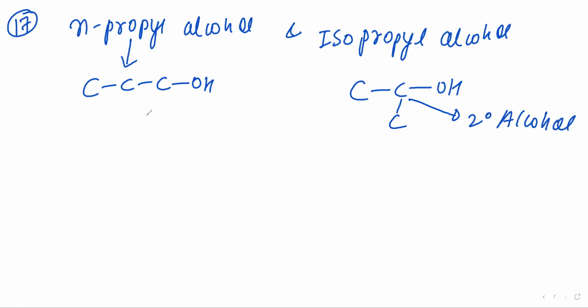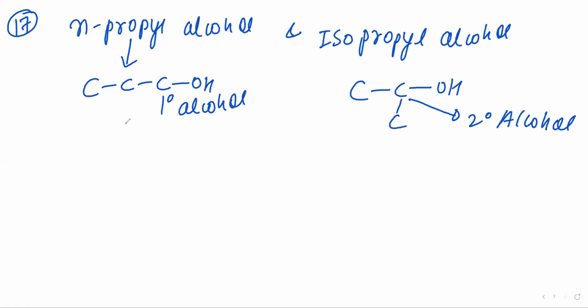This is your 1-degree alcohol. So this is the difference between these two. So how will you convert? N-propyl alcohol and isopropyl alcohol can be distinguished by oxidation, right?